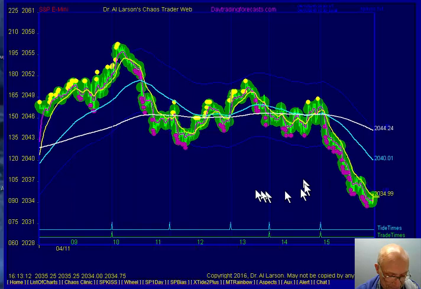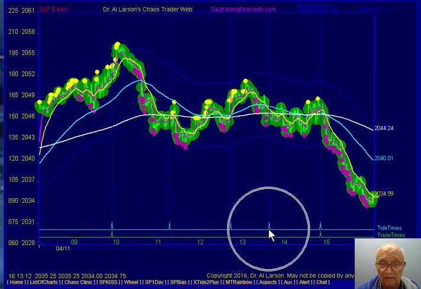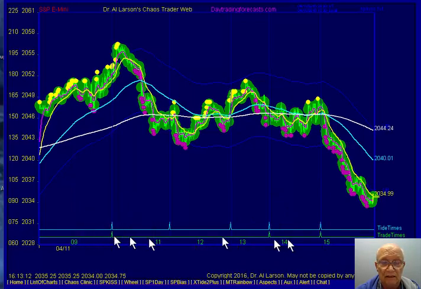So this is the modified SPKISS chart. Moon tides give times during the day. Today had 4 of them right in here. Of those 4, or 5 rather, 3 were selected for trade times by my software. The first trade time was right here around 10 o'clock Eastern.